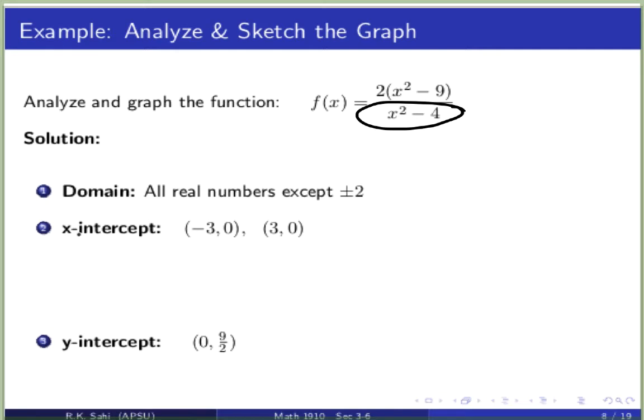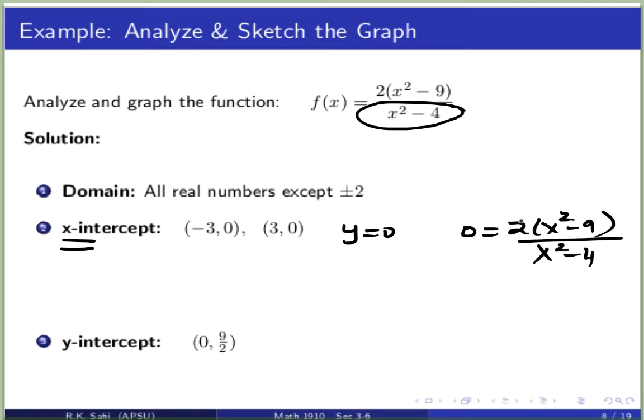Okay, to find the x-intercept, what does that mean? Put y to be 0. So 0 equals 2 times x squared minus 9 over x squared minus 4. So clearly for this to be 0, we only look at the numerator part, and that means 0 equals x squared minus 9. So what are the two values which will make this right hand side equal 0? Negative 3, positive 3. So our x-intercepts are minus 3, 0 and 3, 0.